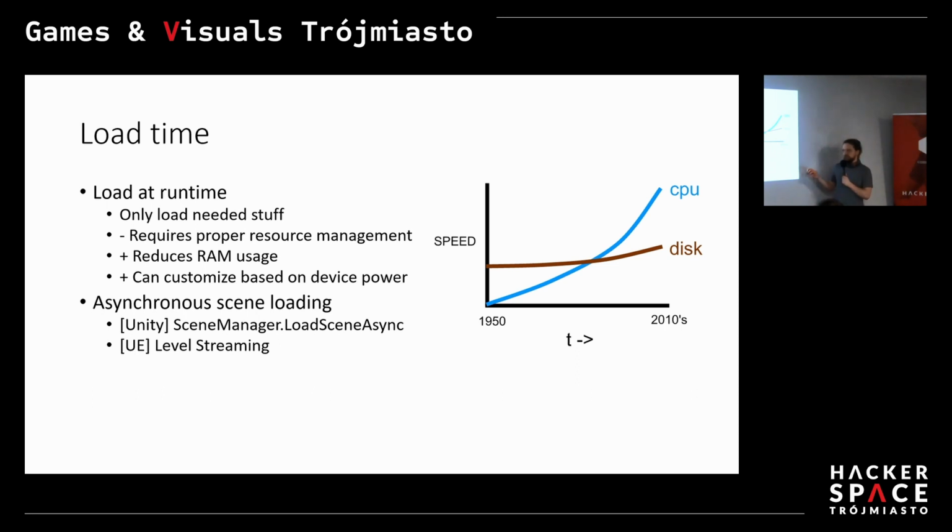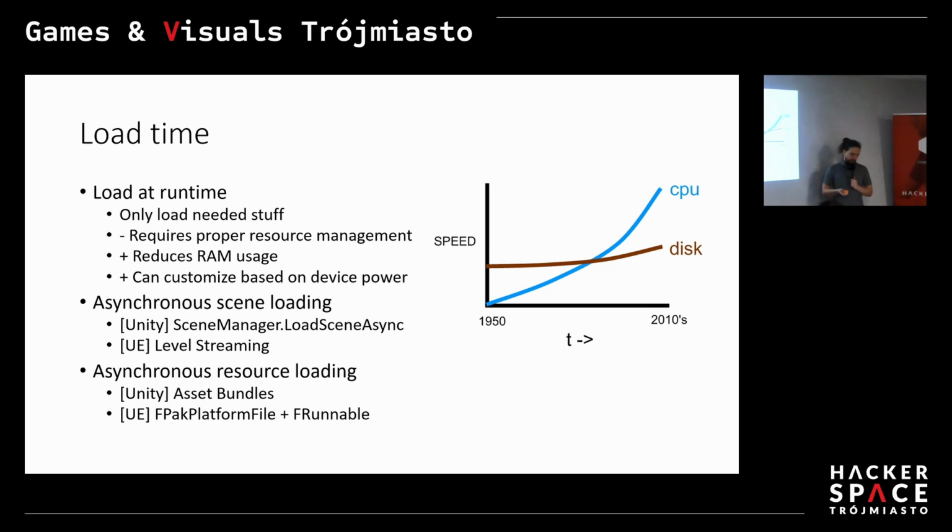And also, asynchronous scene loading is available in Unity and Unreal Engine. There are two cases. You can just load levels dynamically, and it tracks it more or less well, so you don't have to load everything. You only need to load what the player will see next and where the player is right now. Yep, and the same with resource loading, asset bundles, and pack files, plus FRunnable, which is running the load of that pack file in a separate thread, which is what we did at some point, but I'm sure there are probably some other cases as well.